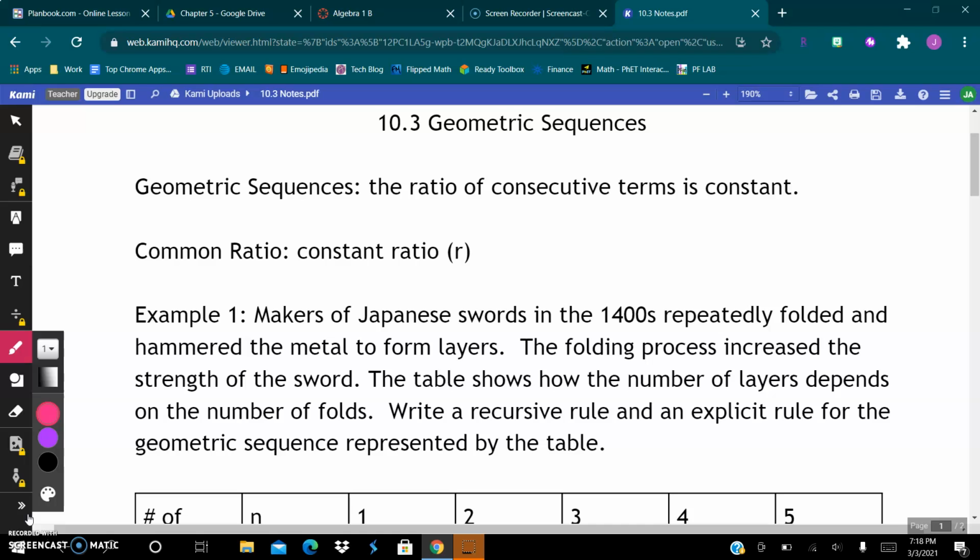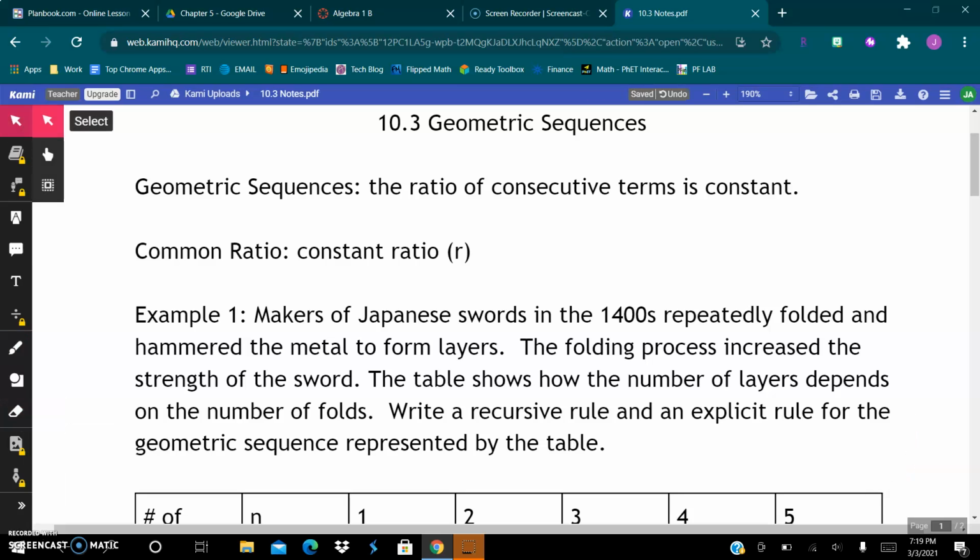A geometric sequence is when the ratio of consecutive terms is constant. In other words, in our list of numbers, we multiply by something to get to the next number. What we multiply by is called the common ratio, and it is going to be the letter R in our formulas. It's not like an arithmetic sequence where we add or subtract to get to the next term. Geometric is multiplication, so always be looking for that. Don't be looking for the add or subtract.